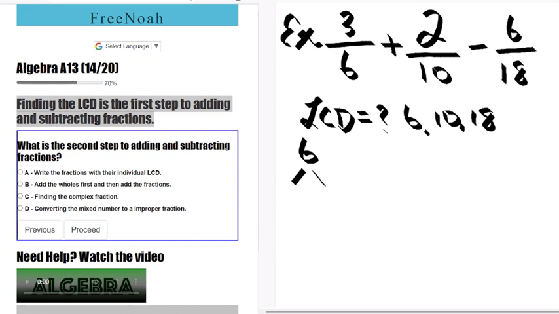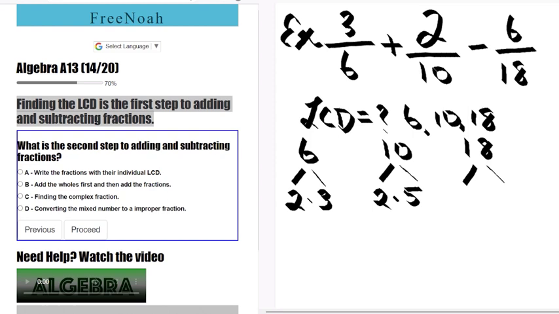Well, 6 is going to break down into 2 times 3. That sounds good. Then 10, the prime factorization of 10 will be 2 times 5. That looks good. And then 18, that's going to break down into 2 times 9, and then 9 is going to break down to 3 times 3. We're going to bring down this 2 here, leaving us with a prime factorization of 2 times 3 times 3 for 18.